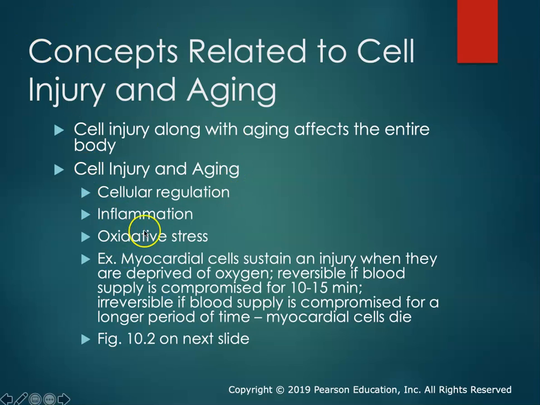So if you want to talk about some concepts that are related, and we'll look at the figure in a second: cellular regulation, okay, inflammation, oxidative stress. These are all concepts that are related to cell injury and to normal aging of the cell. Okay. Example here: if we think about heart cells, myocardial cells, they will sustain an injury when they're deprived of oxygen, obviously.